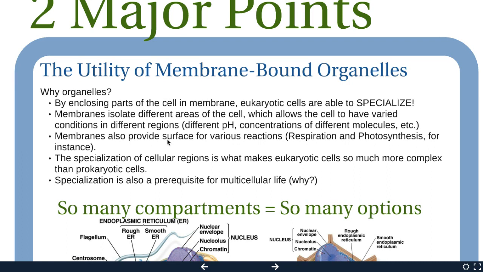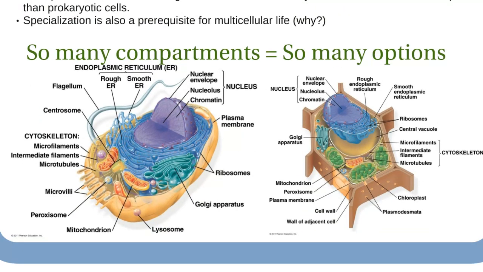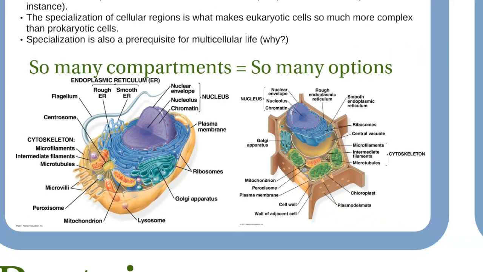The specialization of cellular regions is what makes eukaryotic cells so much more complex. They can do so many more things. They can utilize so many more molecules that would normally be found in different environments because of this use of organelles. And it's a prerequisite for multicellular life, so they can start doing different jobs. If you're going to have a multicellular organism, then these organisms are going to start partitioning the jobs that need to be done. They won't be able to do everything within one cell. So many compartments, so many options.